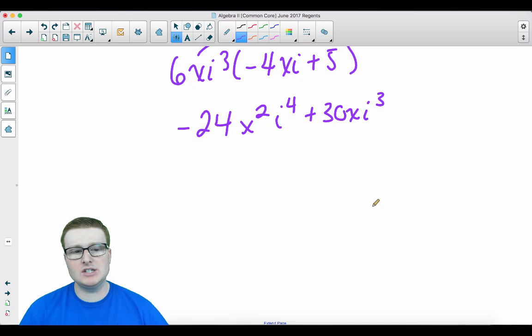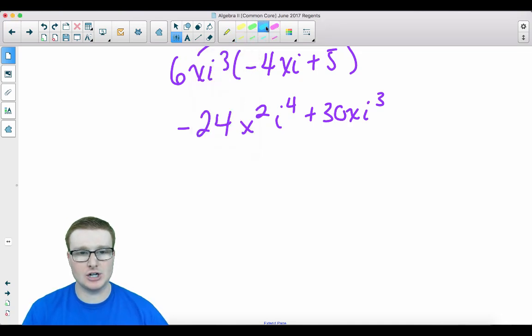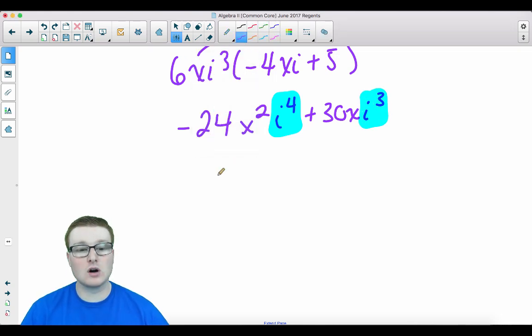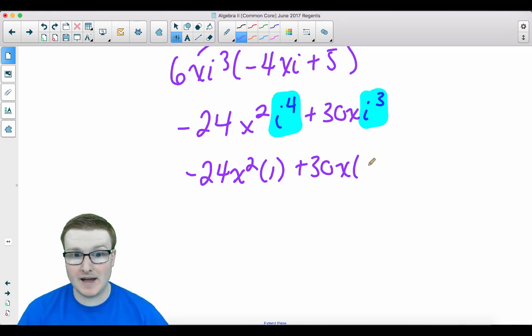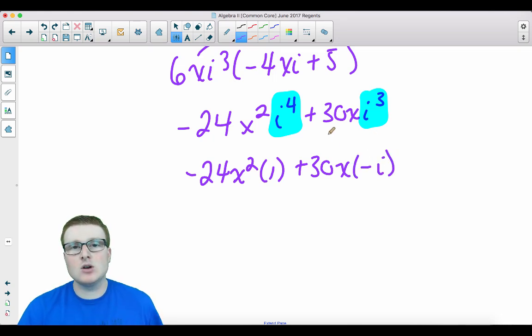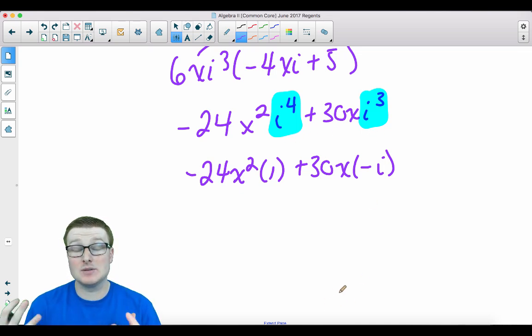Okay? Now what we need to do is simplify our i terms. So we've got to simplify that i to the fourth, and we've got to simplify that i to the third. Well, i to the fourth is equivalent to 1. So we have negative 24x squared times 1 plus 30x. Now the i to the third power, that's just going to be negative i. And all of these numbers here, the i to the fourth and i to the third, can be found on your graphing calculator. You actually just go to your i button and you can plug in those exponents. You will get the answer.